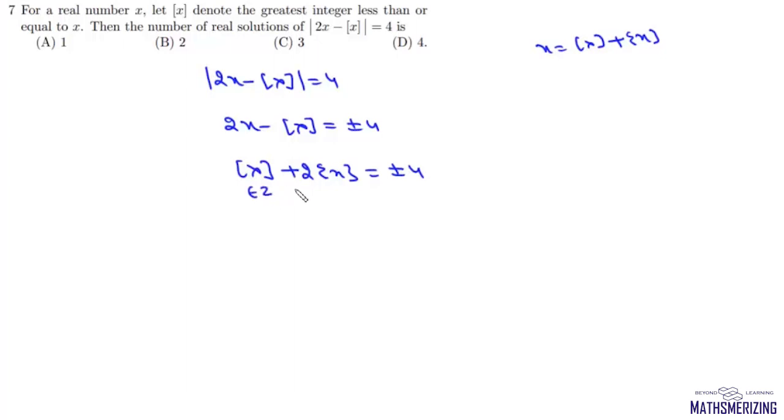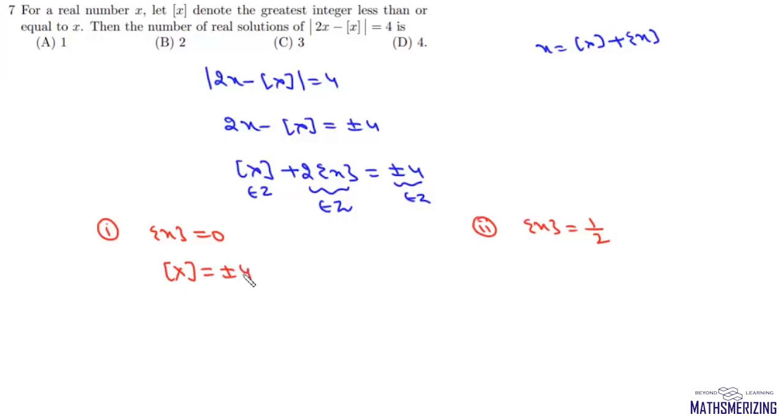Now the greatest integer function of x is an integer, and plus or minus 4 is an integer. It implies 2 times the fractional part of x must also be an integer. So here we'll have 2 cases. Case 1, when the fractional part of x is 0, or case 2, when the fractional part of x is 1/2. When the fractional part of x is 0, then we'll get [x] equals plus or minus 4. Now the fractional part is 0 when x is an integer. So the only integral solutions we'll get from here are x equals 4 or x equals minus 4.